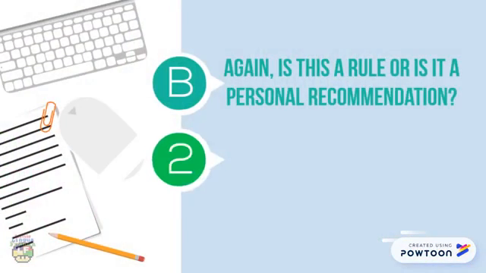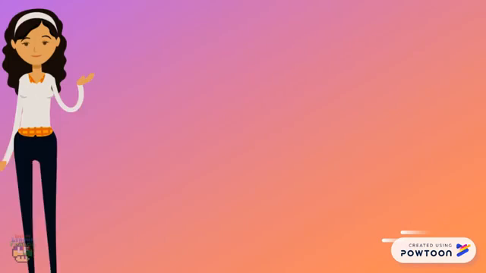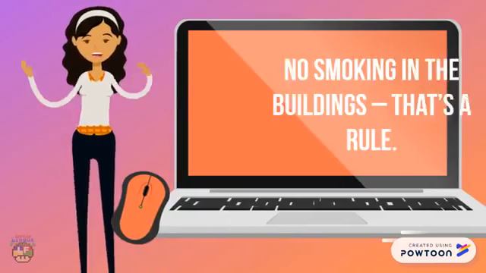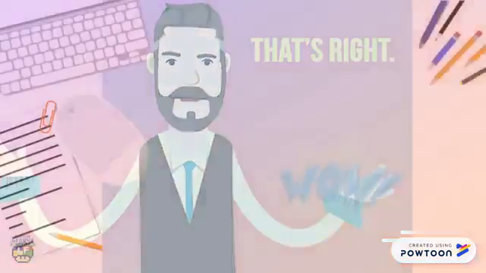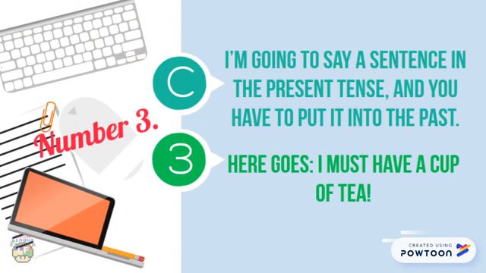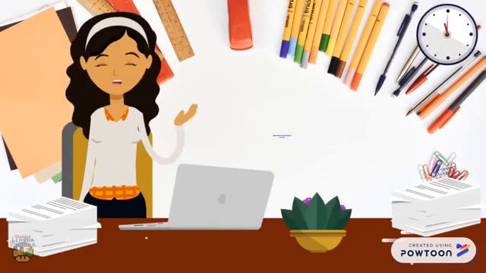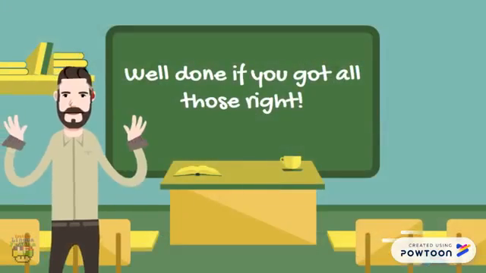Number 2. Again, is it a rule or is it a personal recommendation? You mustn't smoke in the building. No smoking in the buildings. That's a rule. That's right. Now, number 3. I'm going to say a sentence in the present tense and you have to put it into the past. Here goes. I must have a cup of tea. In the past, it's I had to have a cup of tea. Well done if you got all those right.